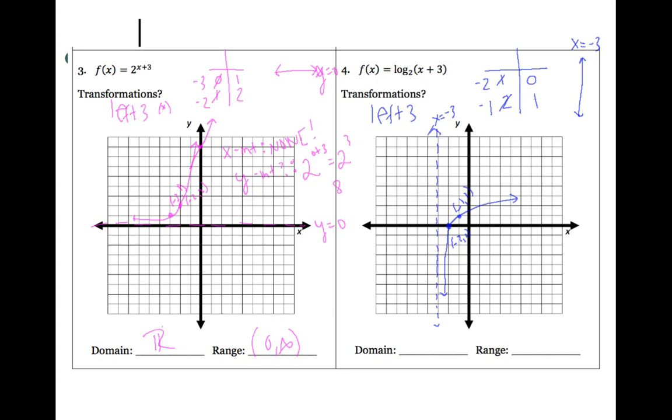So I can see what the x-intercept is. I'm going to ask you guys about the y-intercept in a moment. But the domain is going to be from negative 3, non-inclusive, to infinity, and the range is going to be negative infinity to infinity.